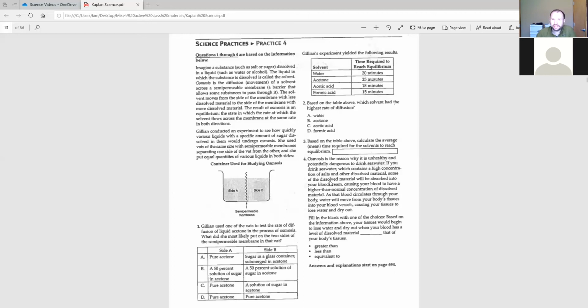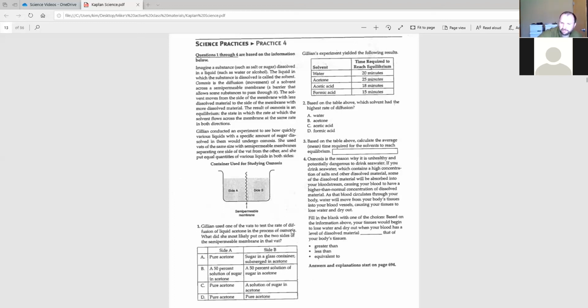Number 4 says, osmosis is the reason why it's unhealthy and potentially dangerous to drink seawater. If you drink seawater, which contains a high concentration of salts and other dissolved material, some of the dissolved material will be absorbed in your bloodstream, causing your blood to have a higher than normal concentration of dissolved material. As that blood circulates through your body, water will move from your body's tissues into your blood vessels, causing your tissues to lose water and dry out. So that's why it's dangerous to drink salt water, because it can dry out your tissues.